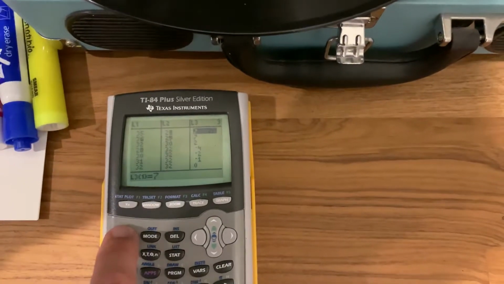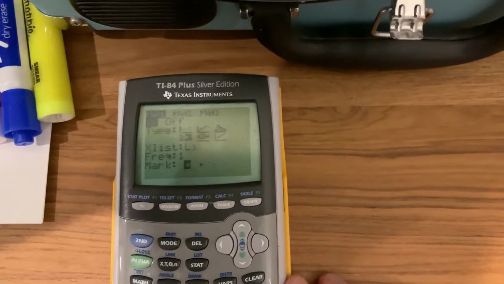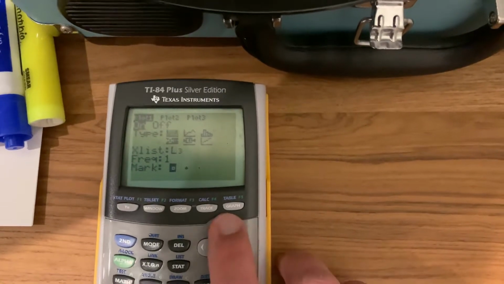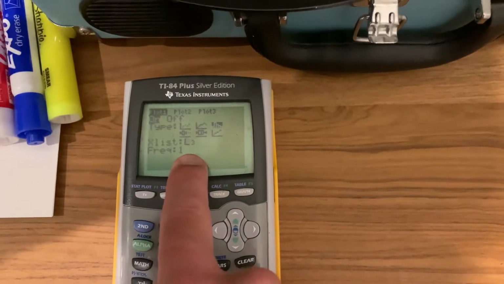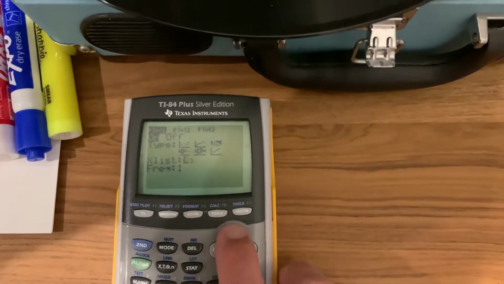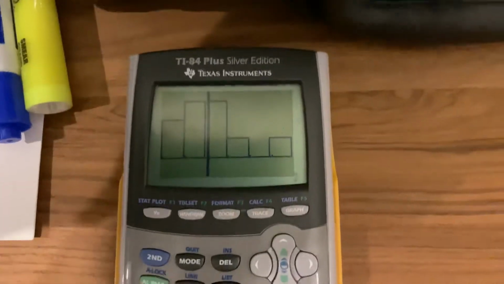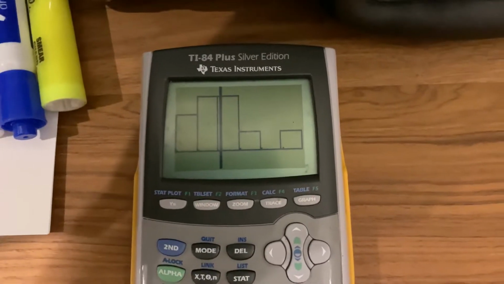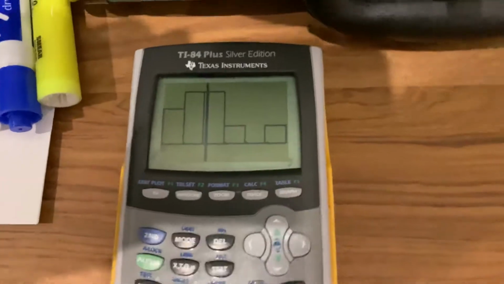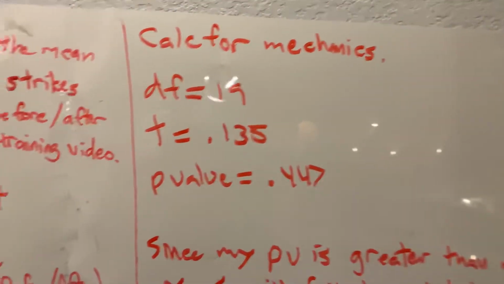And so when I go to stat plot, I just want the first one turned on, and I pick histogram, and L3 is what I'm wanting to look at. The differences is what I'm wanting to look at. I know it's kind of funky looking, but we basically just say, yep, it looks nearly normal, and we continue because we're obviously not going to stop a problem, especially for the free response question, which is what you might have.